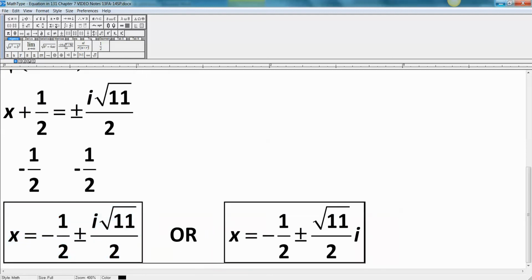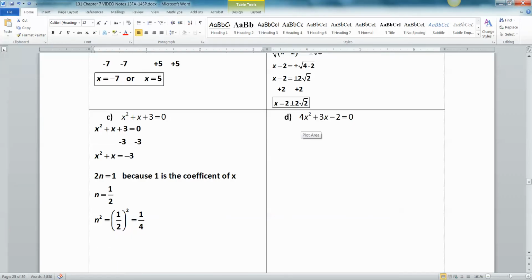There we go. Now I've boxed them both. Okay, so that's completing the square. And now we're going to practice a quadratic formula one right here.